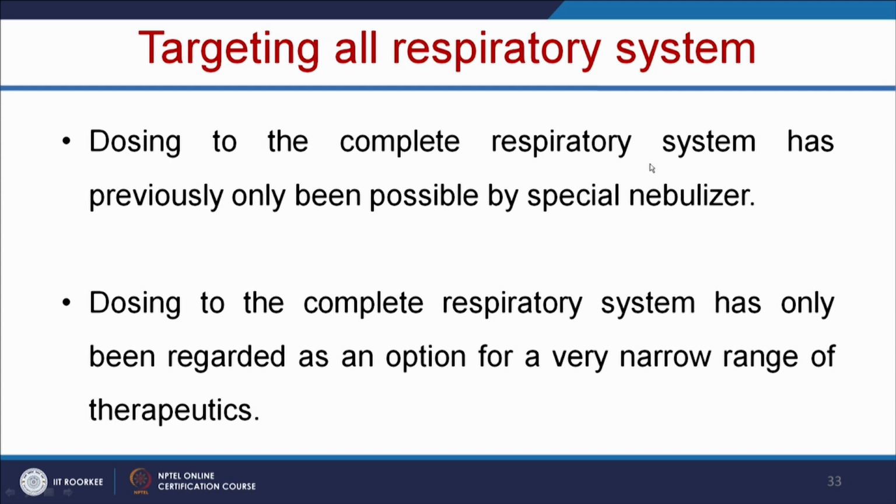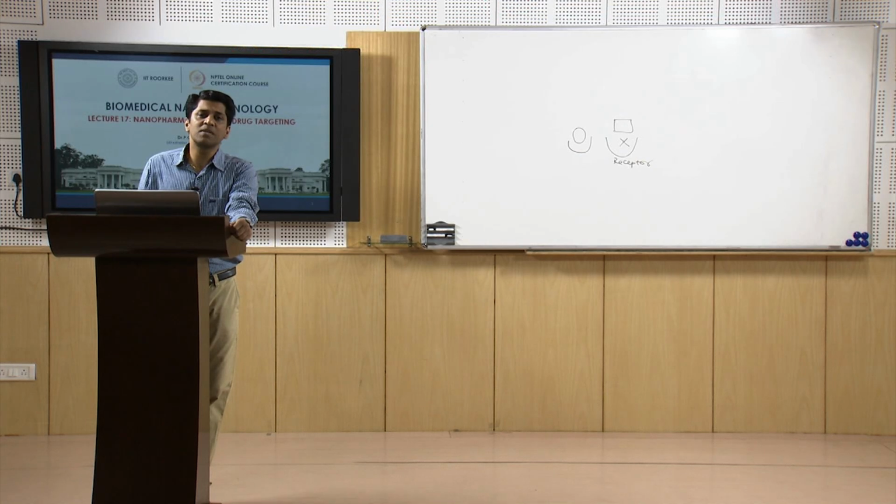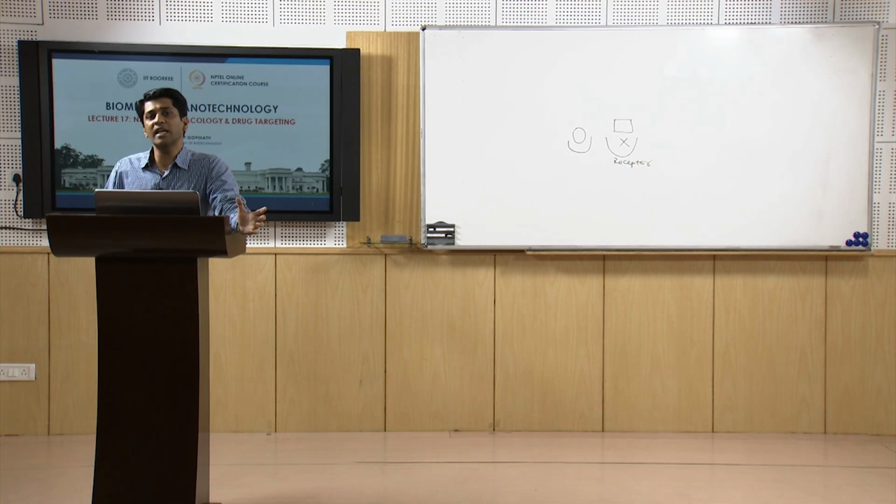Dosing to the complete respiratory system was previously possible by a specialized nebulizer, and has only been regarded as an option for a very narrow range of therapeutics. For some diseases we have to deliver the drug to the respiratory system directly. In those cases we can make inhalable nanoparticles or microparticles, so that they can reach the respiratory system and deliver the drug.